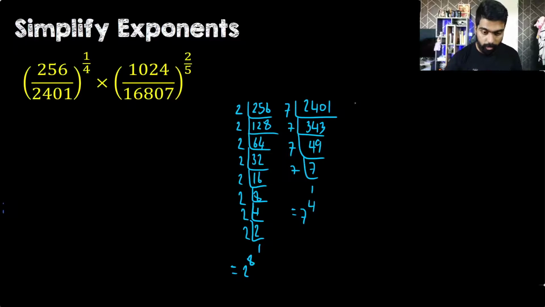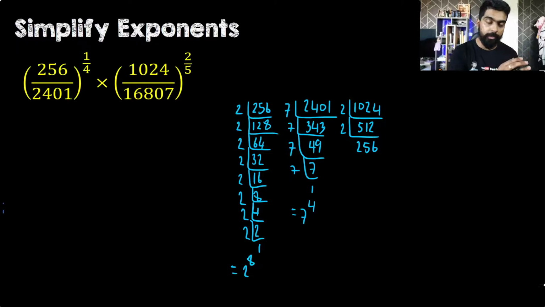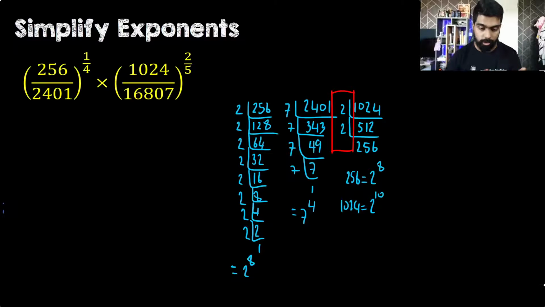Now let's go into 1024. So 1024, since it's an even number, we are going to be dividing it by 2 again. So we have 512. Divided by 2 again, we get 256, right guys? And we know that from the previous question, 256 is equal to 2 to the power of 8. So 1024, let's write that down. We know that 256 is equal to 2 to the power of 8, so 1024 is 2 to the power of 10, right guys? Because we have an extra two 2's there.